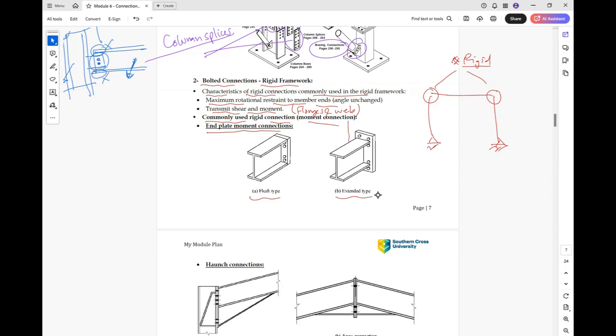So let's say this is our column, and the beam is supported on this column. Here this connection will be designed for a shear force and also a moment. That's why we connect the web and the two flanges.